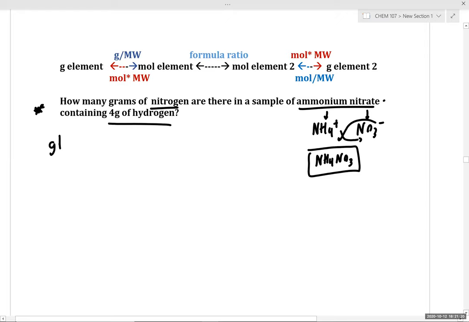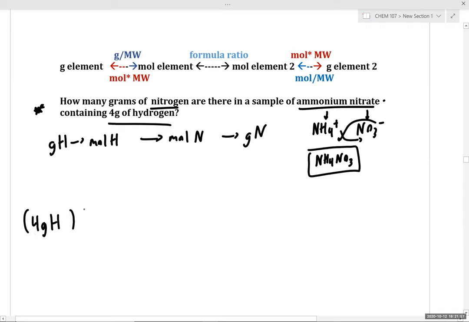So we know that we have 4 grams of hydrogen, and we're trying to calculate the grams of nitrogen in our sample. How do we relate the quantities of two different elements or the quantities of two different chemical species? What units are we? Moles, exactly. So we're gonna go from grams of hydrogen to moles of hydrogen and moles of hydrogen to moles of nitrogen. So now that we have our unit conversion scheme established, we're gonna execute.